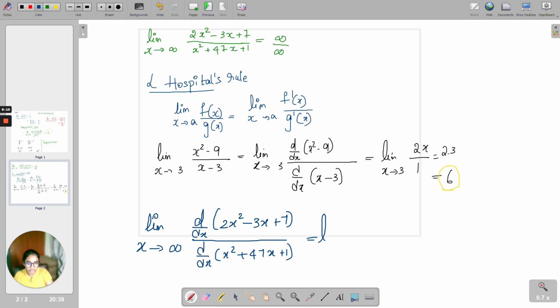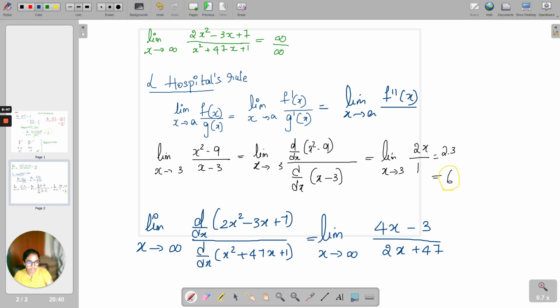So what would you get? Limit x tending to infinity, 4x minus 3, this is a constant, so it becomes 0, and then 2x plus 47. Again you're getting infinity. What do you do? You just differentiate it again. What you did in the previous step, do that again. That is limit x tending to a of f double dash of x divided by g double dash of x.